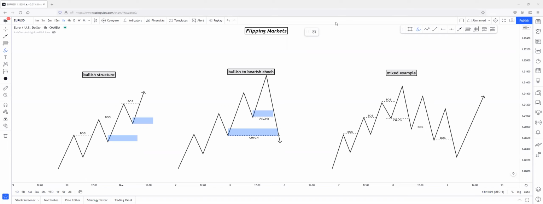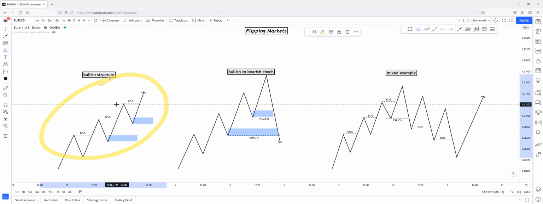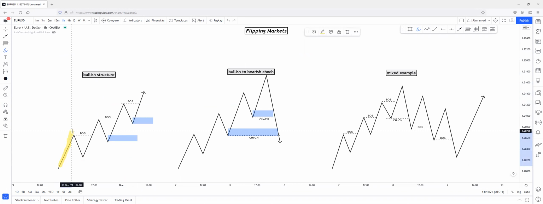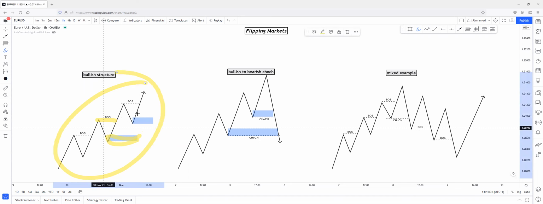What is a change of character? When the market structure changes to bullish from bearish, or changes to bearish from bullish. So basically, it's the change in the overall trend. As you can see in the first example here, we can see a bullish structure because price is creating a series of higher highs and higher lows, breaking structures to the upside, creating demand zones over and over again, breaking through weak highs, breaking through supply zones. So it's a bullish structure.